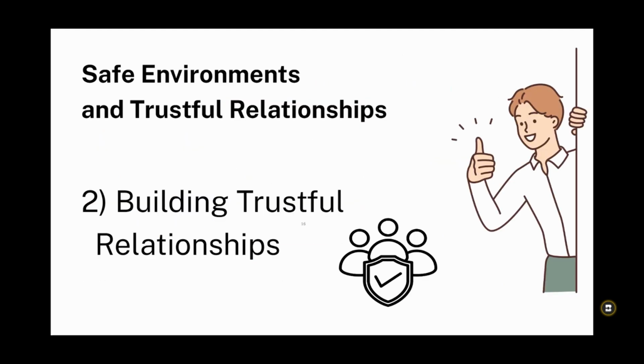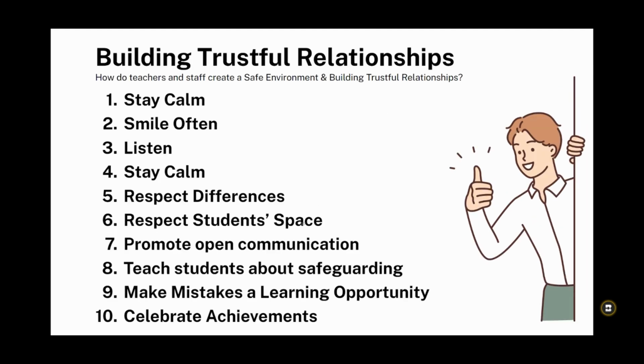Building trustful relationships to ensure students feel safe in school emotionally. Teachers and staff should stay calm, smile often, listen. Stay calm, that's how important it is. Respect differences, respect students' space, promote open communication. Teach students about safeguarding and about their rights and about what to do if they feel uncomfortable. Make mistakes a learning opportunity and celebrate the students' achievements.